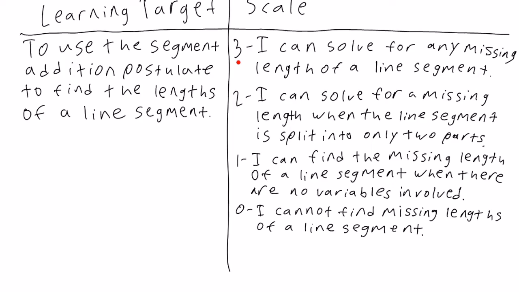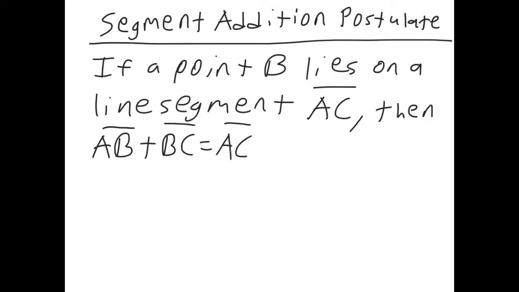Let's get started. The segment addition postulate says, if a point B lies on a line segment AC, then the line segment AB plus the line segment BC is equal to the entire line segment AC. So say we have a line segment with endpoints A and C, and we have a point B somewhere on that line segment, then AB plus BC is equal to AC.